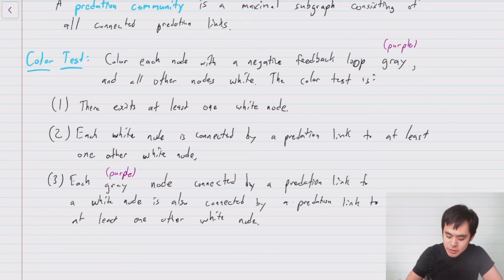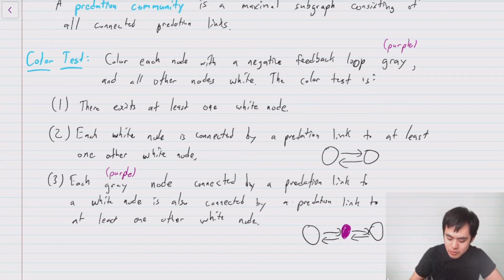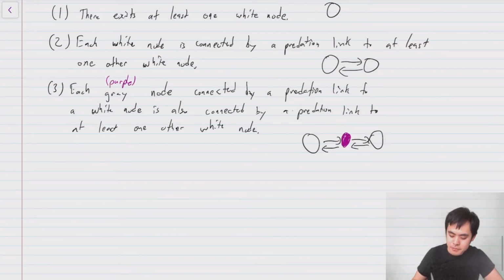Okay, so this is basically saying that if you have a purple node here, if it's connected to a white node, then it also has to be connected to another white node. Okay? And this one here is saying a white node is connected to at least one other white node. And this is just saying you have a white node.